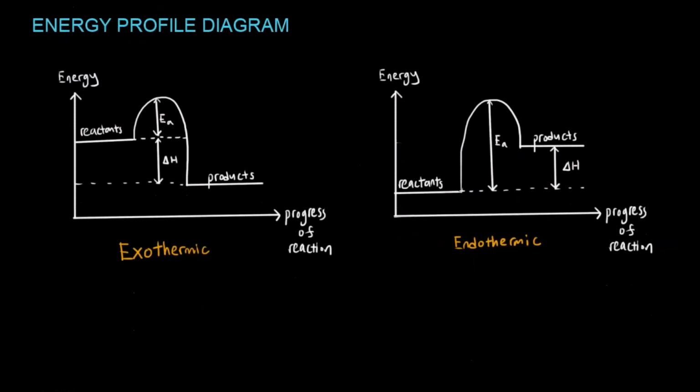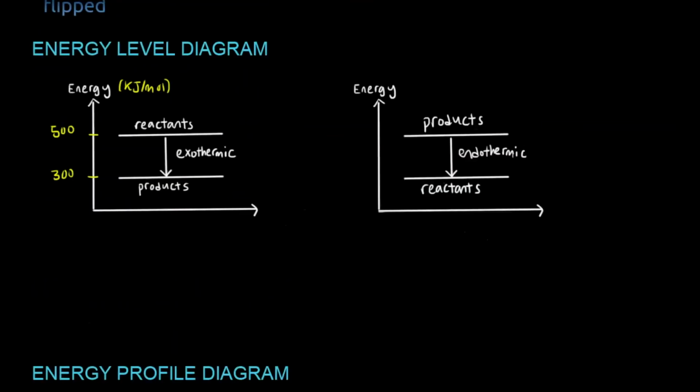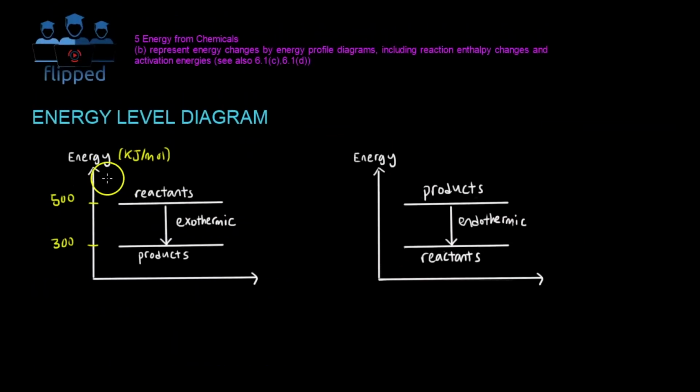So this is how an energy profile diagram looks like. This is the case for exothermic, this is the case for endothermic. Let's start with the exothermic first. Basically, we know that in exothermic reactions, reactants have more energy than products. Let's go back to here. We talk about this here. Reactants have more energy than product, for exothermic. And the opposite is true for endothermic.